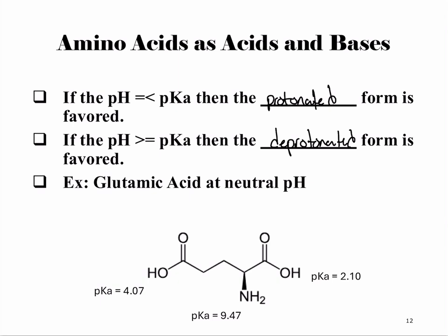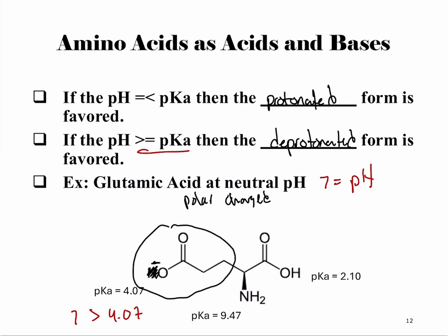And so let's take a look at glutamic acid at neutral pH, right? So that means that pH equals 7. We compare the values. So 7 compares to 4.07. It's larger than, so the pH is larger than the pKa, which means that the deprotonated form is favored. So the correct way to draw this molecule would be to have a minus charge on that oxygen there. And this is the oxygen on the R group. So this is how we know that this is a polar charged amino acid, right? This right here is the R group because this is the alpha carbon. This is the R group.